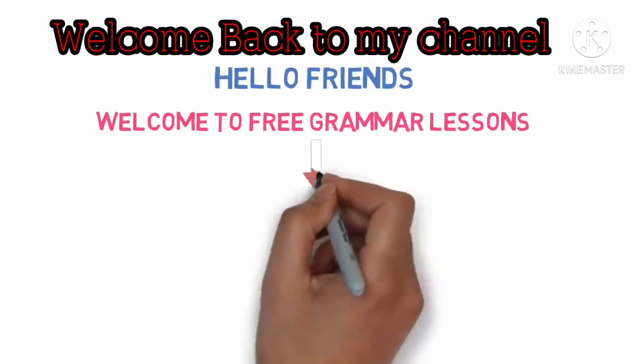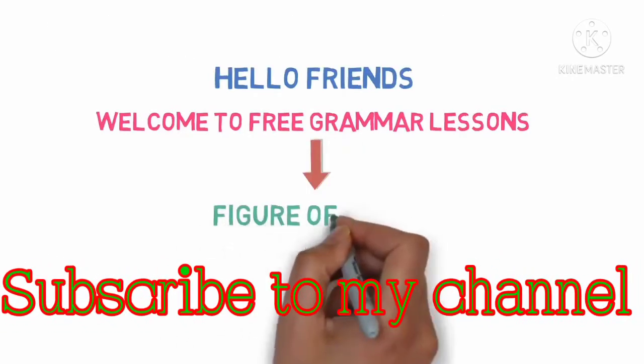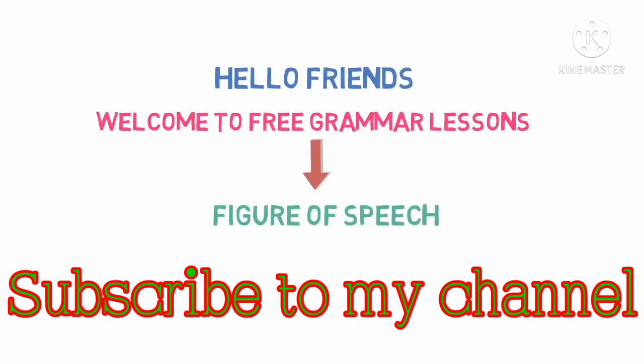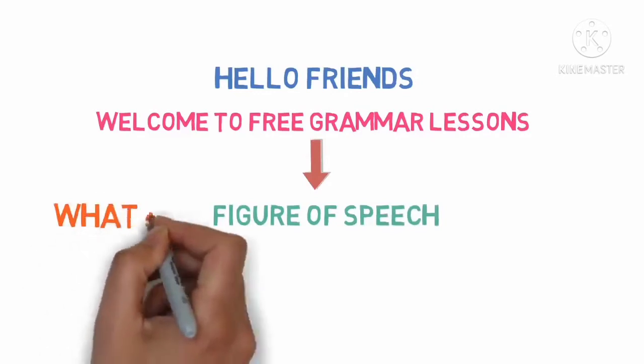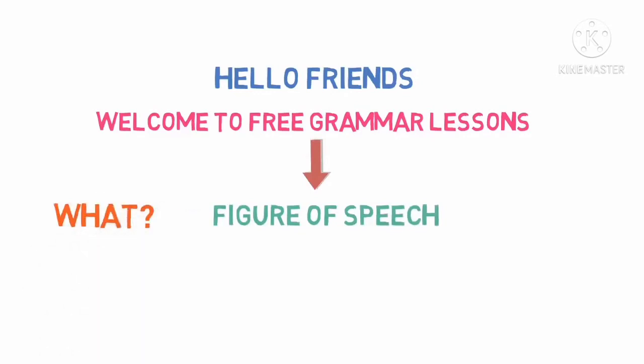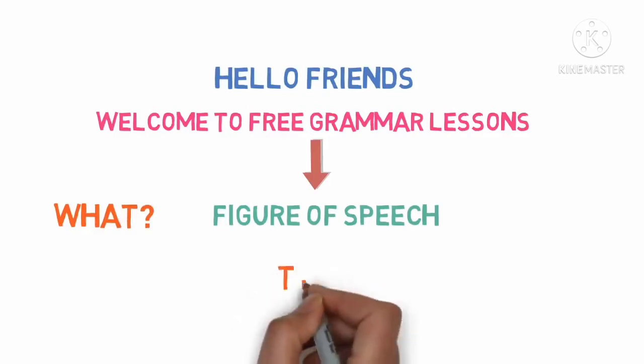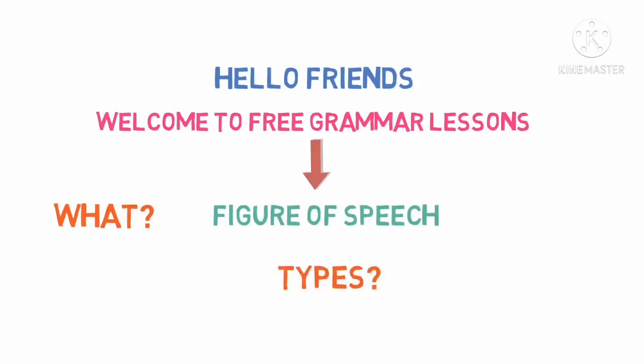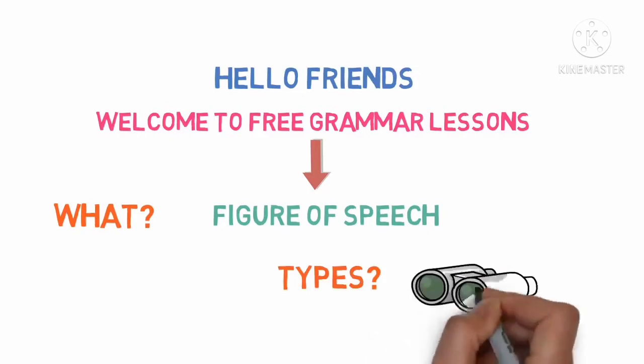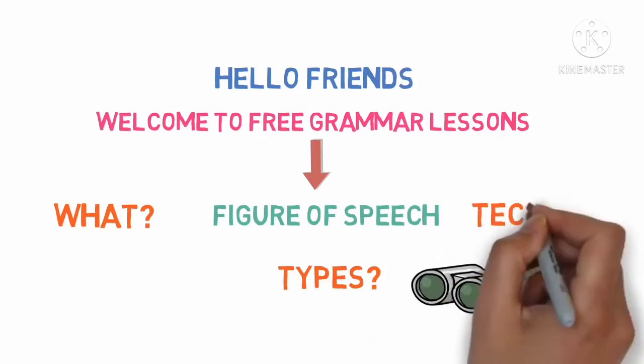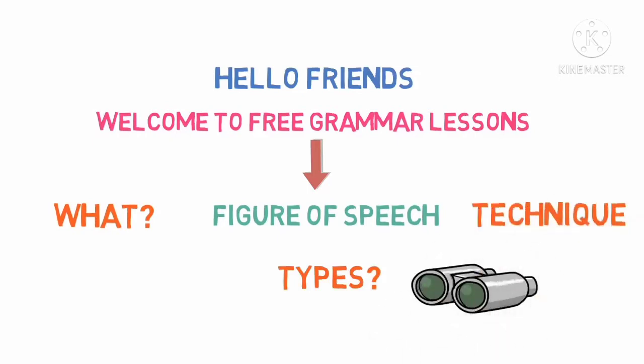In this video, we will learn figure of speech in English. Firstly, we will understand what figure of speech exactly is. Then, from a dozen figures of speech, we will understand 7 important types. And if you stick till the end of the video, you will get a technique to remember all 7 of them. So without further ado, let's get started.